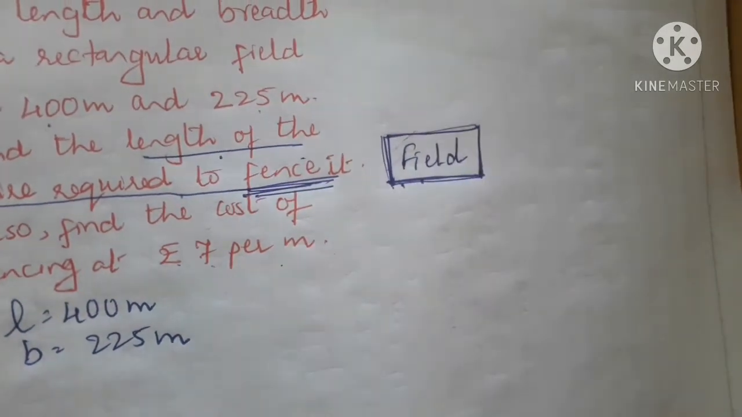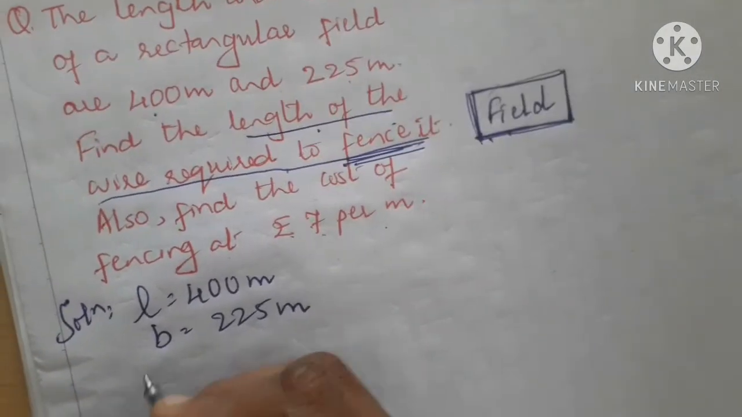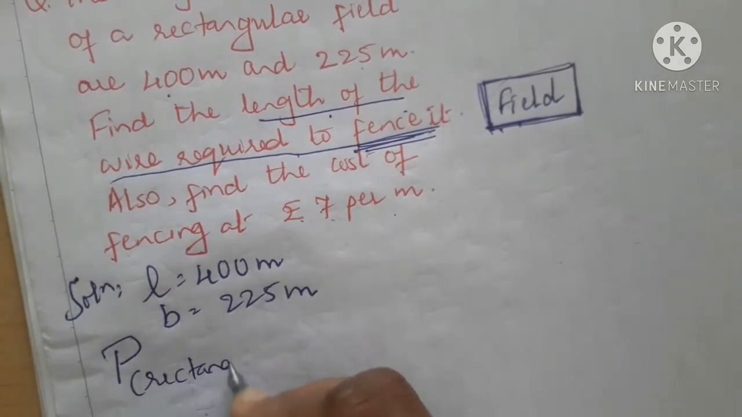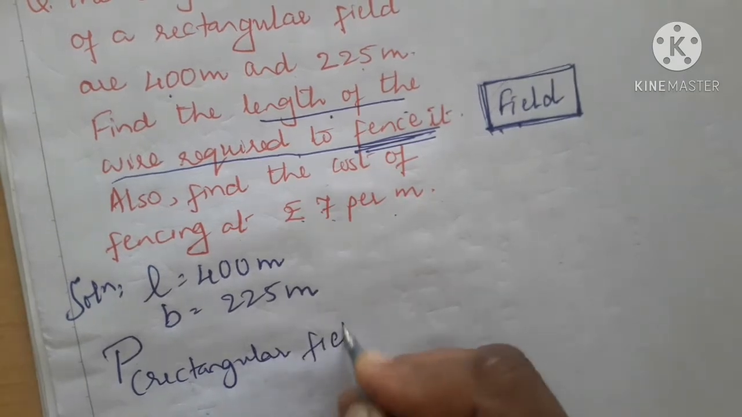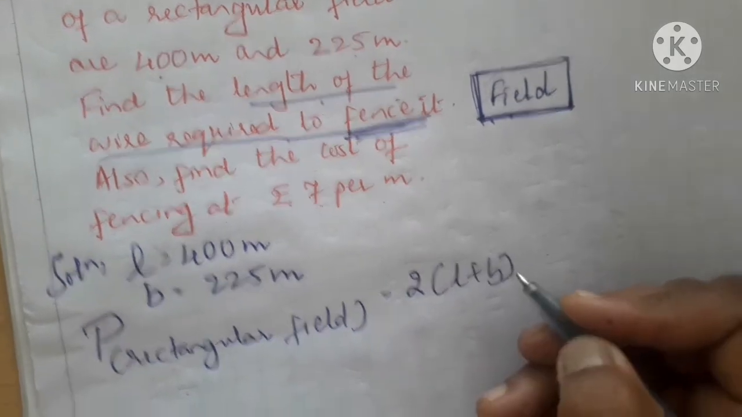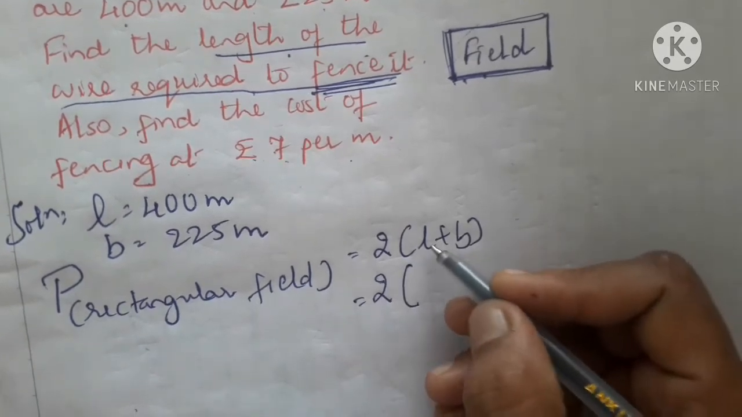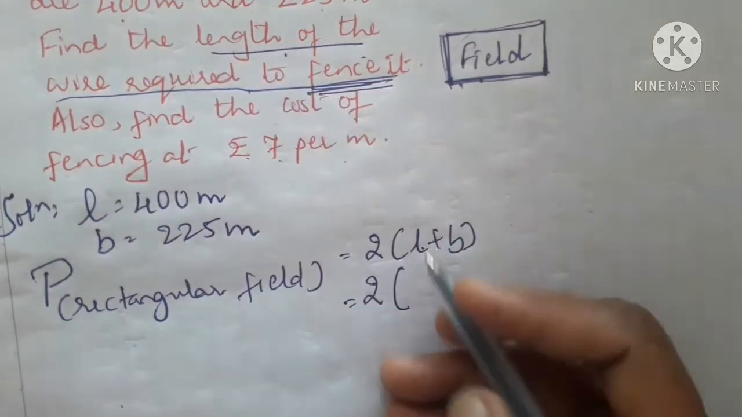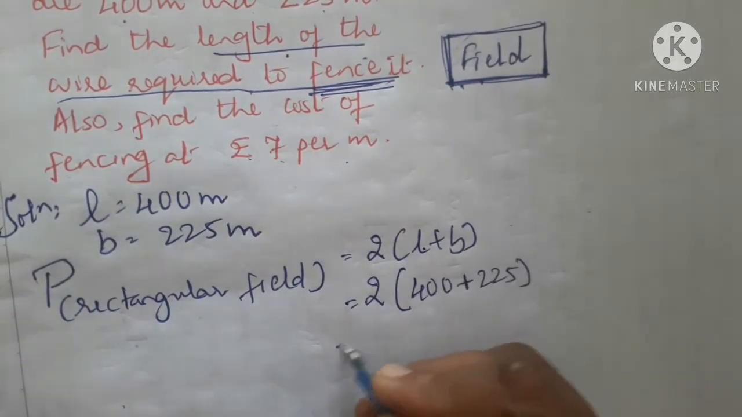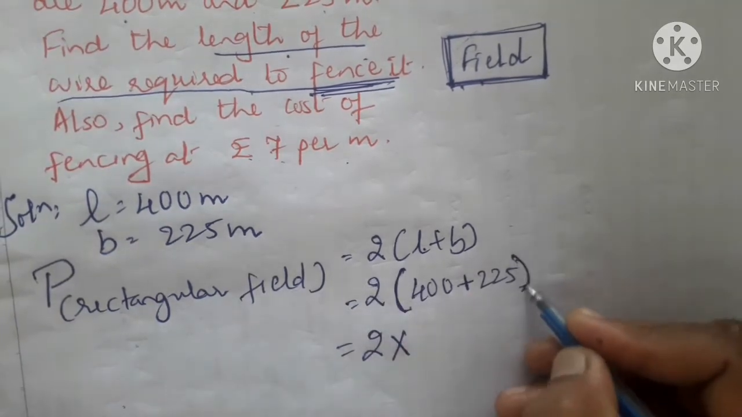Okay, so what is the shape given here? The field is in rectangular shape. So I can write it as perimeter of a rectangular field. What is the formula? 2 into (L plus B). So here I will write 2 as it is. Then length, how much is it given? 400. So I will write here 400 plus 225. And now this 2 is as it is. This bracket means you have to multiply.